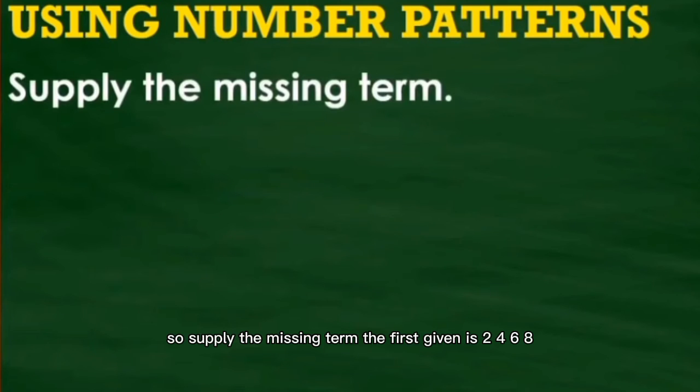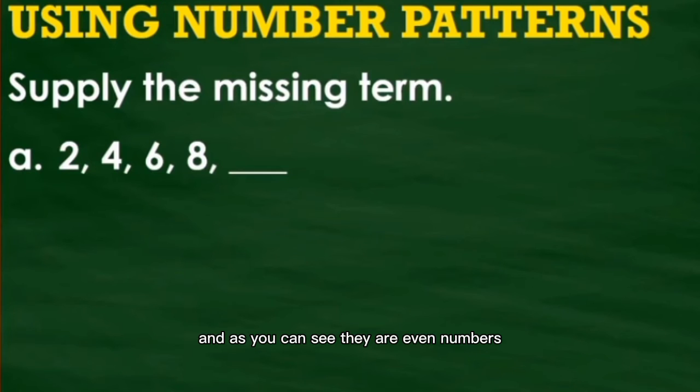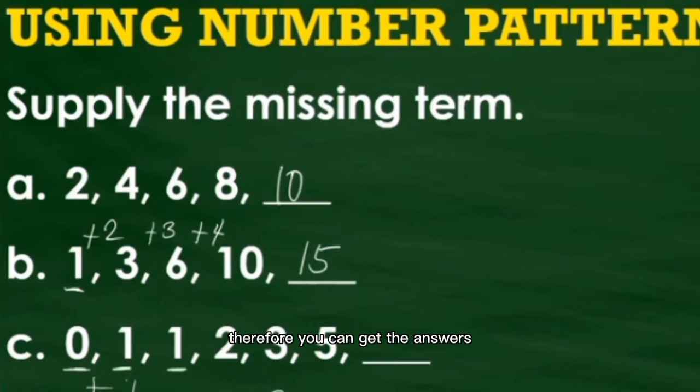So supply the missing term. The first given is 2, 4, 6, 8, and as you can see, they are even numbers. As we try to observe, we are just adding 2 to each number. Okay, so when we skip count by 2, 10 will be the answer in the first given. Therefore, you can get the answers by observing the sequence of numbers. The next and the last pattern is 1, 1, 2, 3, 5, and we just simply add 3 and 5. So the answer is 8.